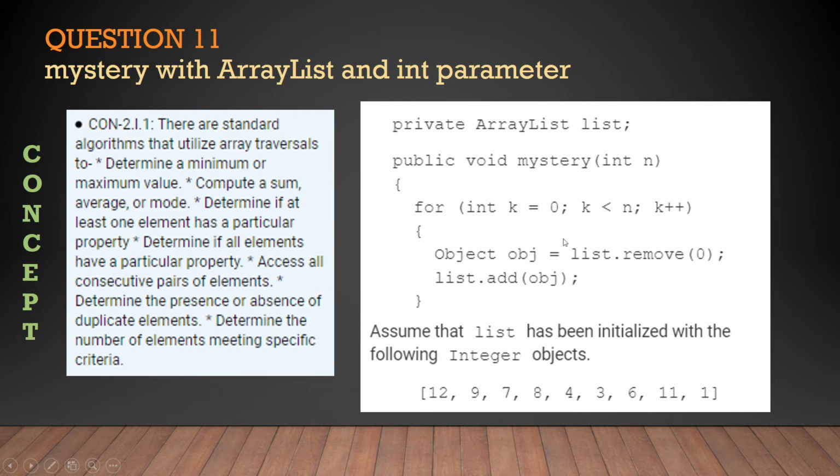So let's run through it now. So let's say n is 3, for example. We are going to start at 0 and go up to 3, not including 3. So it's going to go 0, 1, 2, this loop, 3 times through the loop. Therefore, first time through the loop, we're going to take the 12 and move it to the end. Take the 9 and, in the next loop, move it to the end. Take the 7, move it to the end, and that's it. So if I had 3 there, it would move the first 3 items to the end. So let's see this question and see how it runs.